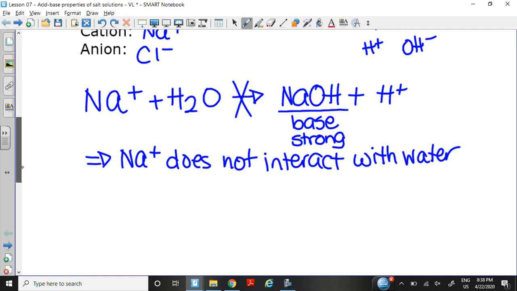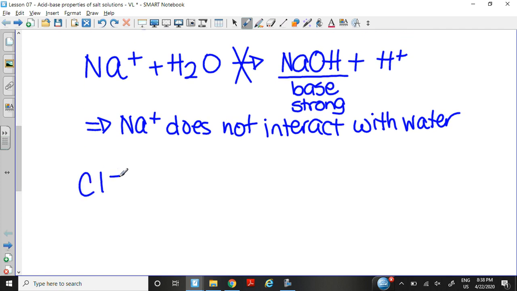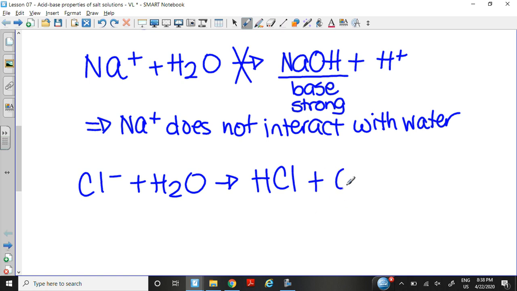Then we're going to do the same thing with the chloride ion. So chloride ion plus water, what's going to happen next? Because this is a negative ion, it's going to attract a positive ion, and the positive ion from water is hydrogen. So we get HCl, and the other ion that would be left over is the negative ion from water, which is hydroxide. Then we're going to do the same thing again. Take a look at what we made. Acid or base? Definitely an acid. Strong or weak? Hydrochloric acid is strong.